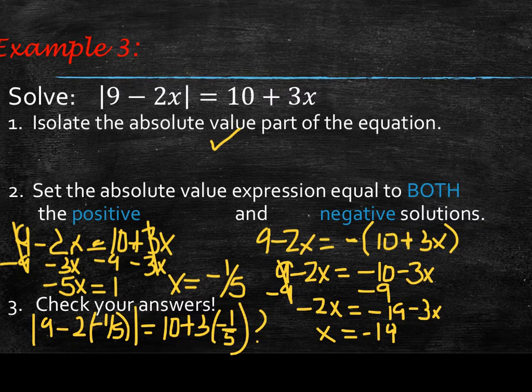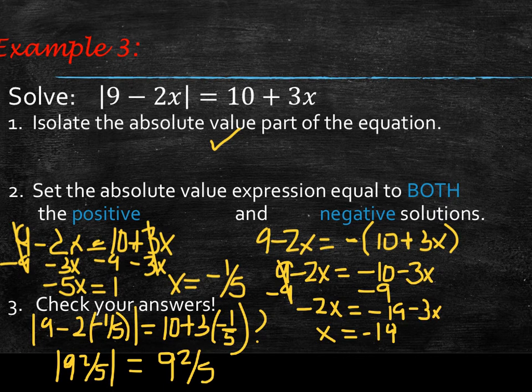Well, a negative 2 times a negative 1/5 is a positive 2/5. So this would give us the absolute value of 9 and 2/5. On this side, we would get 10 plus a negative 3/5, which would also give you 9 and 2/5. So when you take the absolute value of 9 2/5, it will equal the positive, so that checks.